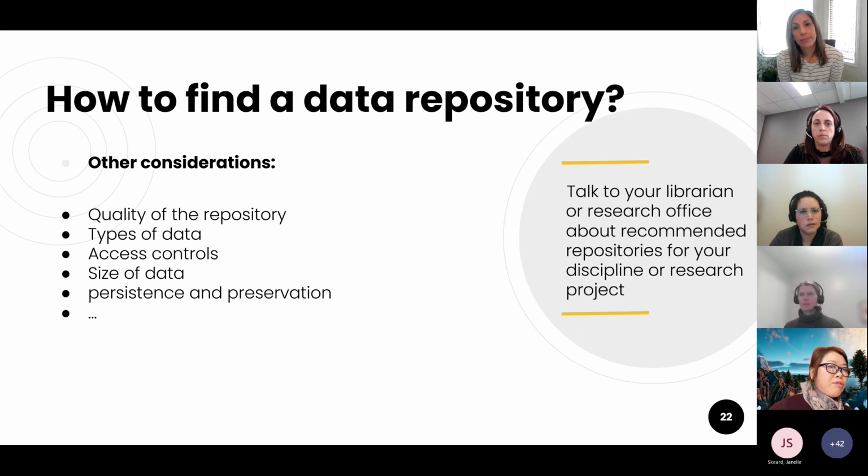Finding a repository for your research data is challenging. We strongly suggest you talk to your librarian or research office to discuss your research data needs for recommendation as early as possible. Next, please.